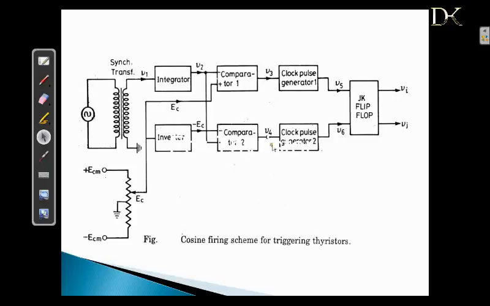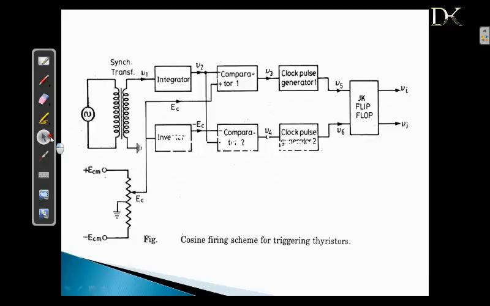The signals V3 and V4 make the clock pulse generator produce output pulses, which in turn set the respective JK flip-flops. The outputs Vi and Vj of the flip-flop can be used to trigger SCRs in a single phase converter. In practice, the flip-flop outputs are ANDed with a high frequency carrier, approximately 3 to 5 kHz, to obtain the pulse train, which is shown here.